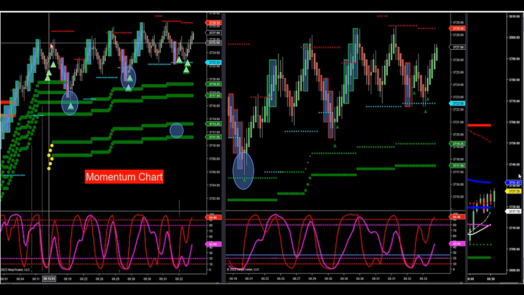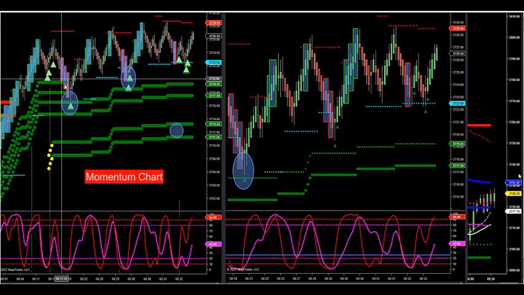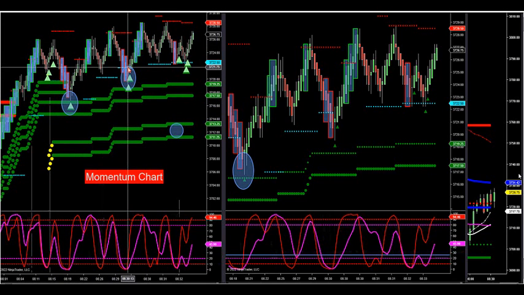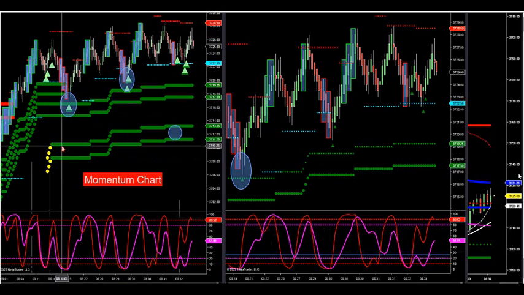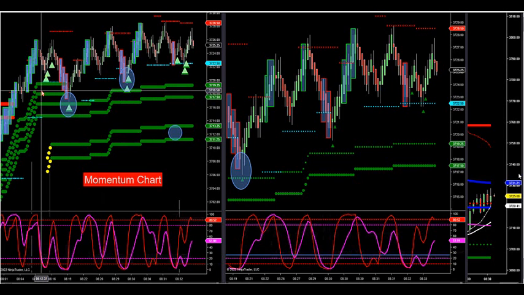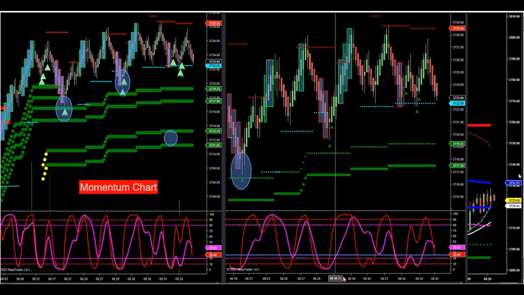So we don't want to be buying these high tops when the market's moving up. We want to buy these retracements as the market's moving up. The key to the algo is these ATRs, and we want to stay on the right side of them. If they're green, we want to be buying retracements. If they're red, we want to be selling retracements.